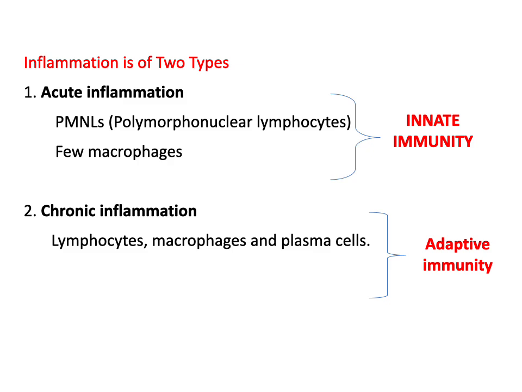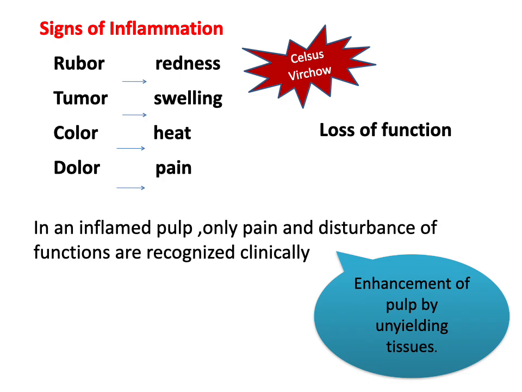In acute, the polymorphonuclear leukocytes and few macrophages, which is the innate immunity, come into action. In chronic, lymphocytes, macrophages and plasma cells, which is the adaptive immunity, come into action. There are basic 5 signs of inflammation which you can notice: rubor, tumor, calor, dolor and loss of function. Rubor means redness, tumor means swelling, calor is the heat which is generated, dolor is pain, and the loss of function. In pulp, it is basically dolor and the loss of function which is highly recognized clinically.